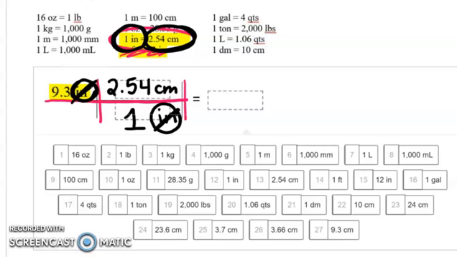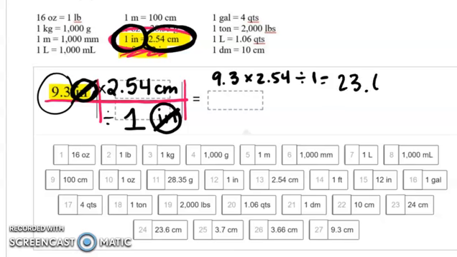So now as far as plugging it into my calculator, again, I always start with this number and then multiply anything on the top of the bracket and divide on the bottom. So I would take 9.3 times 2.54 and divide it by 1. Okay, so I'm going to go ahead and get that. And I get 23.622. Okay, so let's round it. Again, I was given 2 digits, so I'm going to round to 2. That becomes a 24. And my new label is now cm.